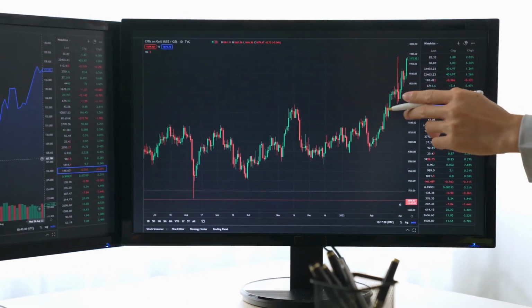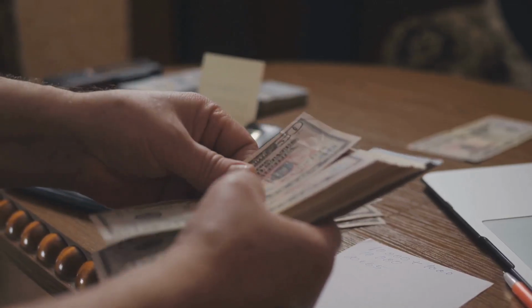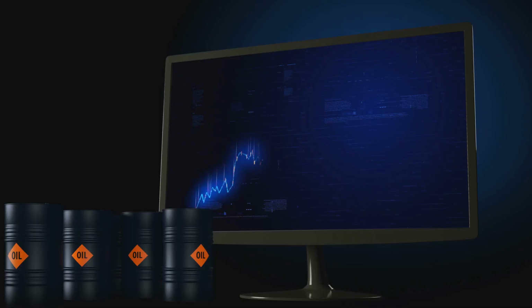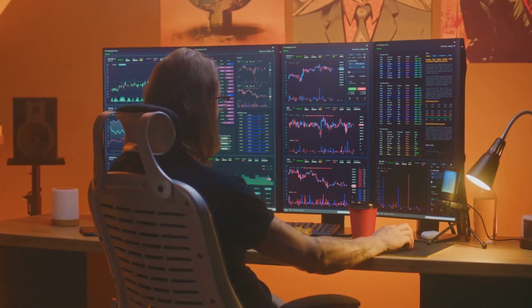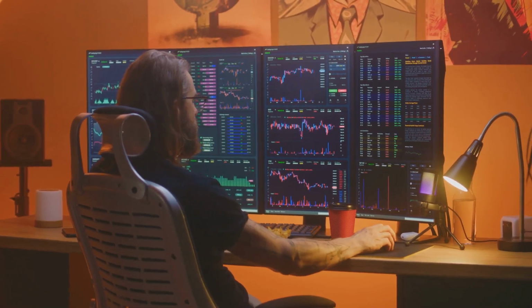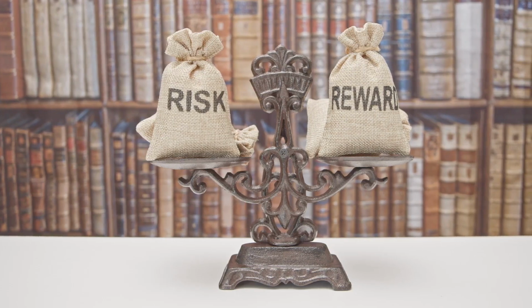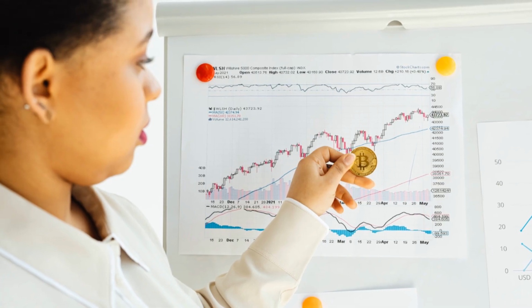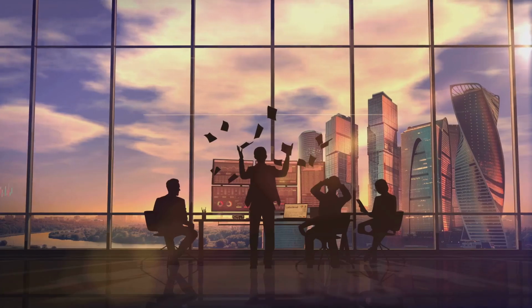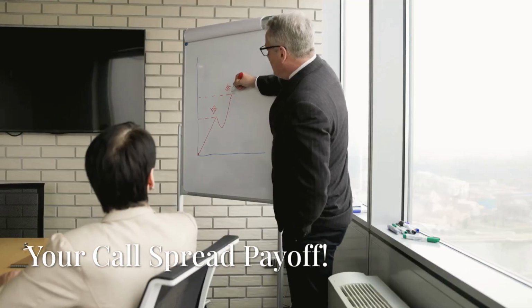Why not just buy a call? Because it's expensive and risky. If the stock doesn't move, you lose the whole premium. With a call spread, selling the higher strike brings in cash and lowers your cost. Less money at risk, defined loss from the start. No margin calls, no sleepless nights. Sure, profit is capped, but so is your risk. Consistency and confidence win the game.